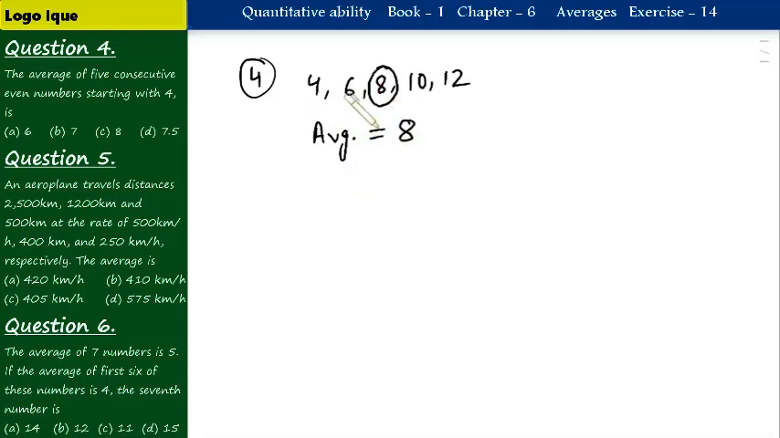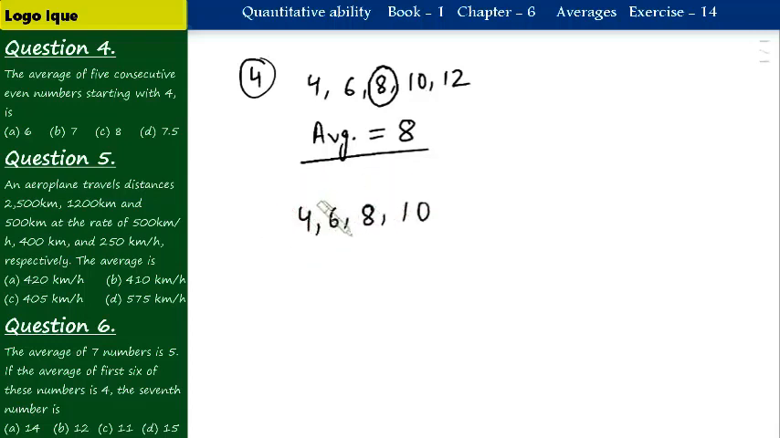I repeat. Now, if there were 5 numbers or 3 numbers or 7 numbers, you can always get to the middle number. If there are more than one middle numbers, you take the average of only the middle numbers. Okay, I'll take another example. So the answer of this question is 8. Okay, let's say if it was only 4 numbers. So 4, 6, 8, 10.